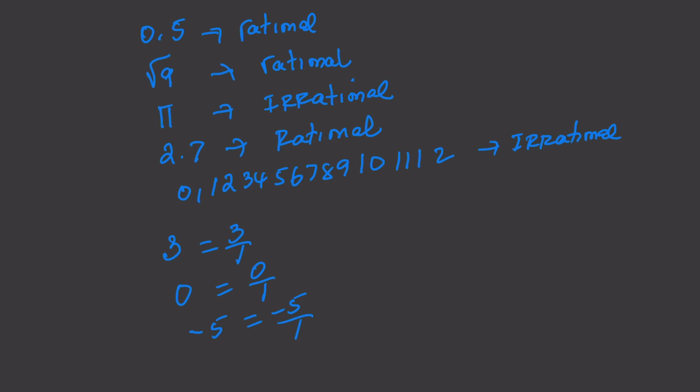Let's review. If a number can be written as a fraction, it's rational. If it never ends and never repeats, it's irrational.